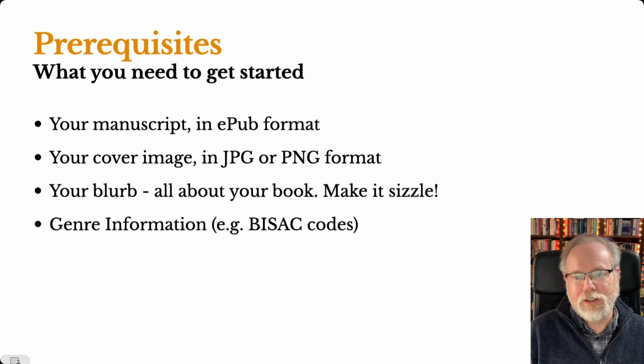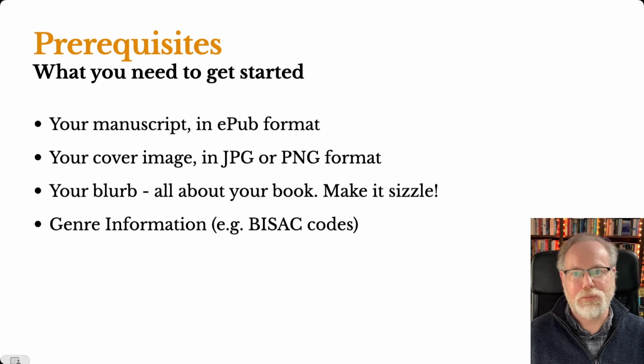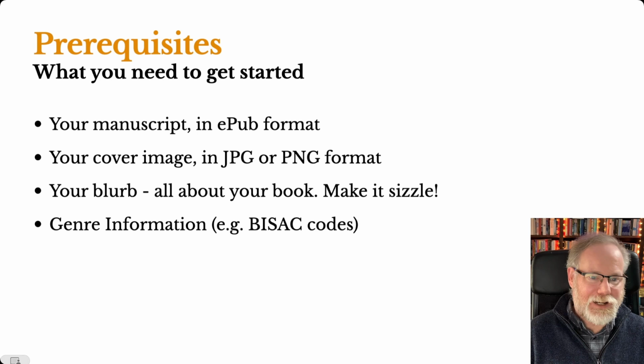Genre information. Now don't worry if you don't know what BISAC codes and things are, it's not important. You just need to know what genre your book is. Now you can pick and choose this. If you've done this with Amazon for KDP, you'll have already known that you can select a certain number of categories. This is exactly the same thing. Just know whether it's sci-fi or fantasy or historical or romance, and whether you maybe want to put it in 2 or 3 different categories. You'll see that as we go through.